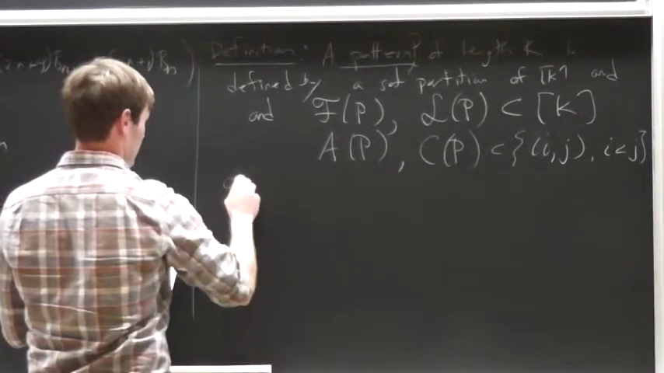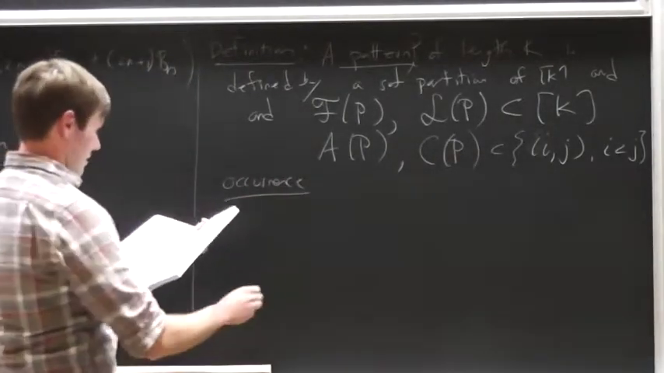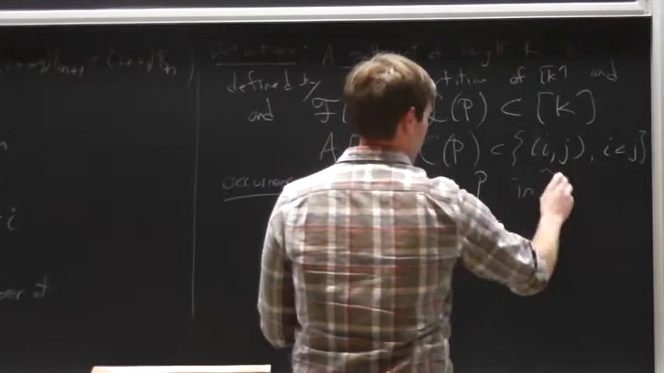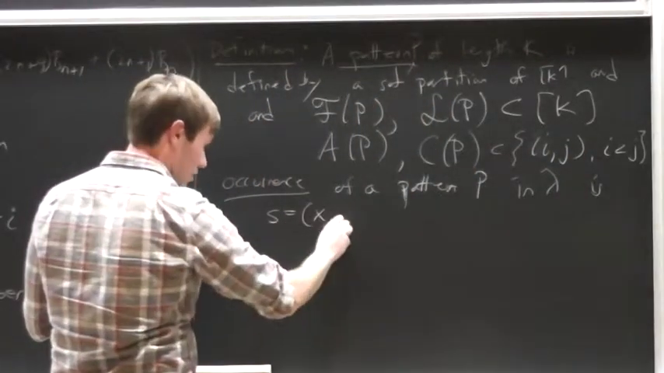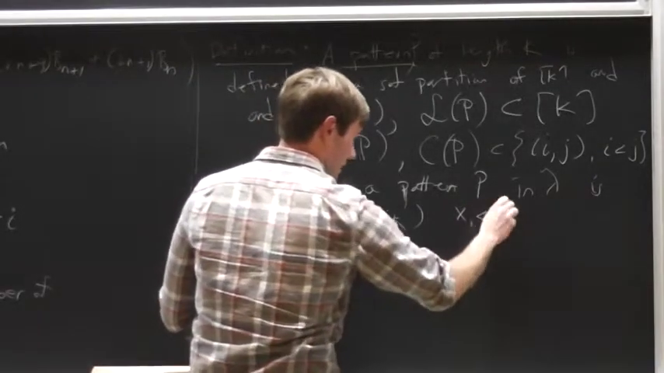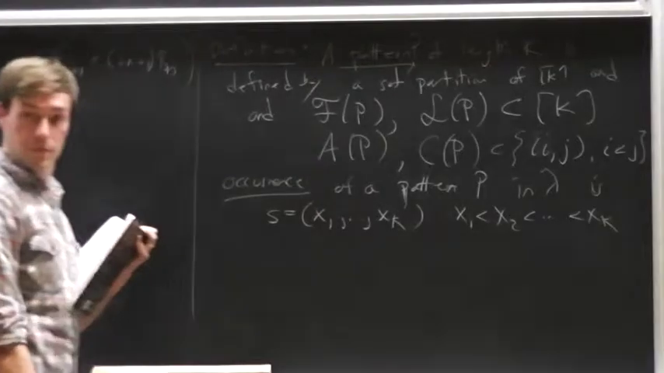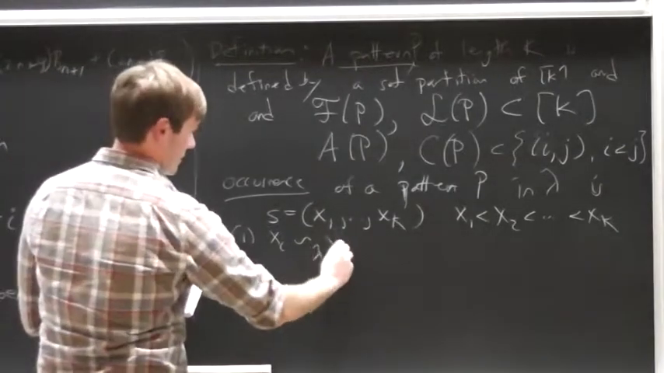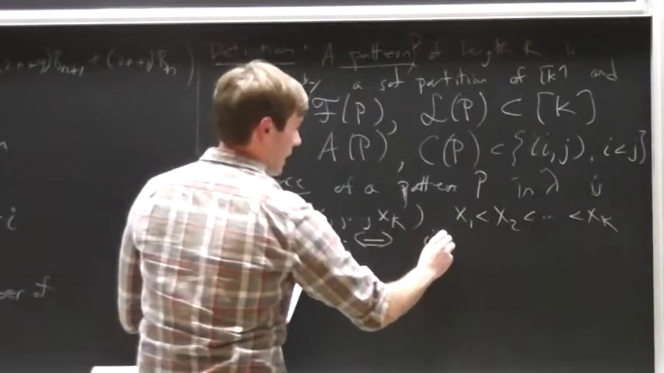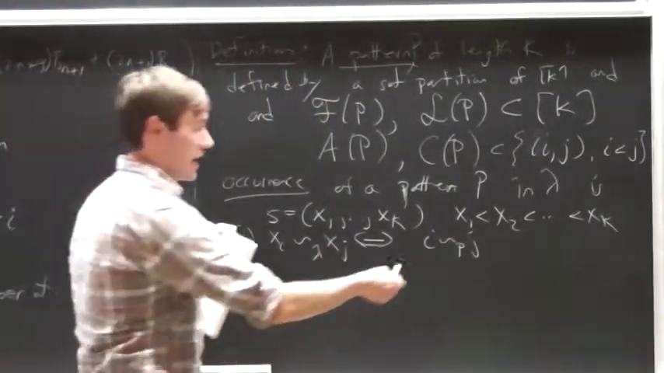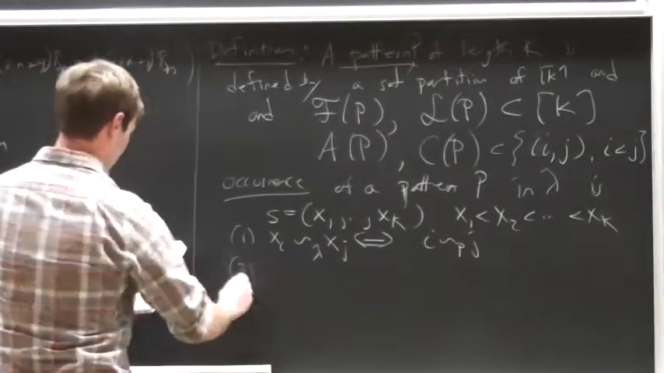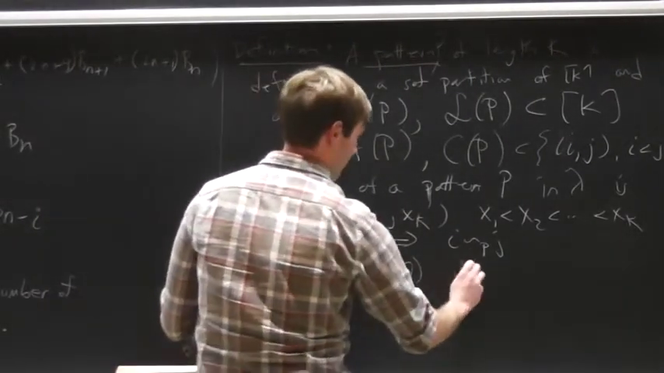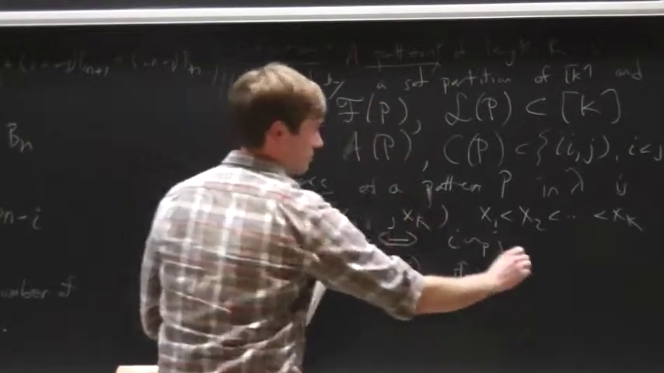So an occurrence of a pattern P in lambda is a k-tuple, where x1 is less than x2 is less than xk, with the following properties. xi should be in the same block as xj if and only if i is in the same block as j in the pattern P. You also want xi to be in a first of lambda if i is in this decorated set.